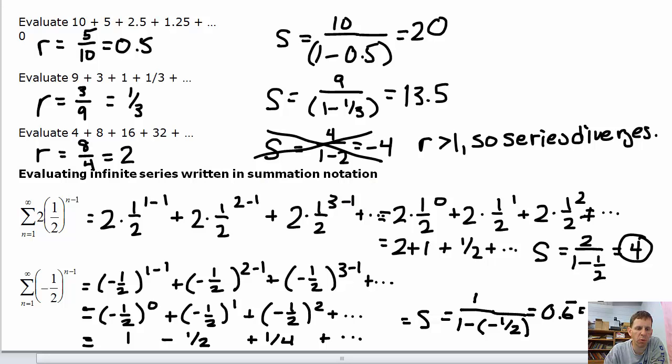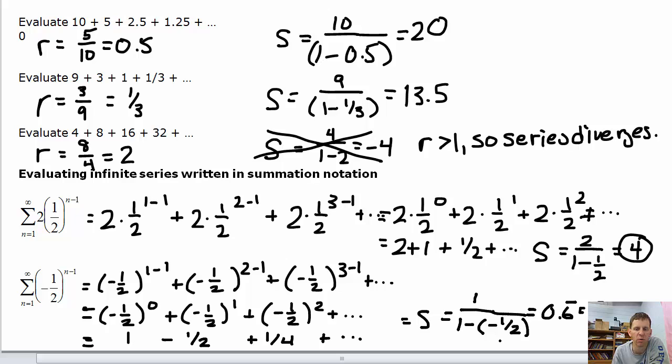For our last example, what I started with is I plugged in 1 for n into our little expression here. So we have negative 1/2 to the 1 minus 1 power. Then I plugged in 2 for n and then 3 for n. Simplifying the exponent goes from 0 to 1 to 2. And when I calculate these powers, I got 1, negative 1/2, and positive 1/4. The ratio here is negative 1/2. I took the second term and divided by the first term. Negative 1/2 divided by 1 is negative 1/2.